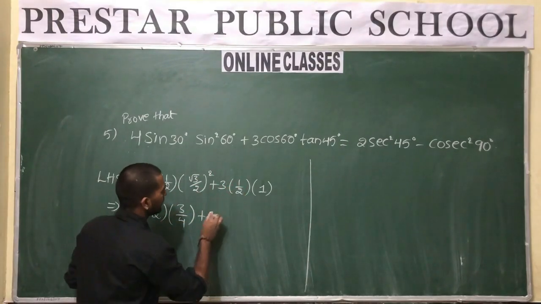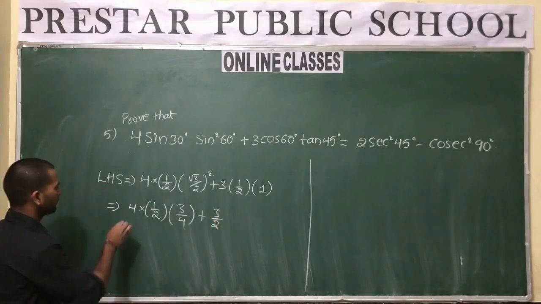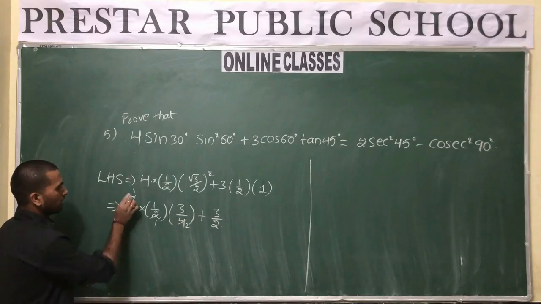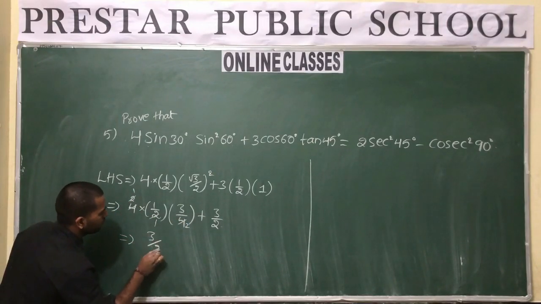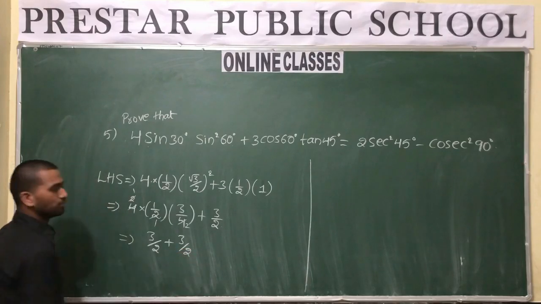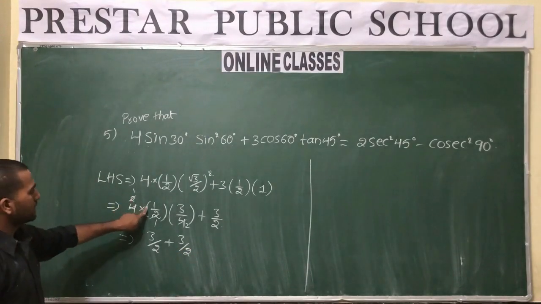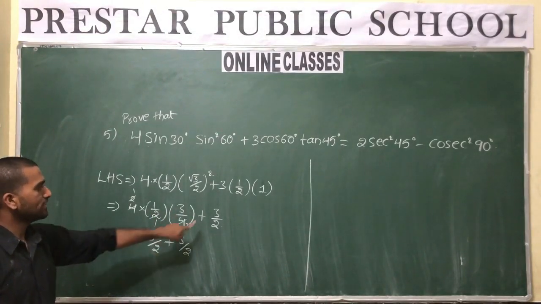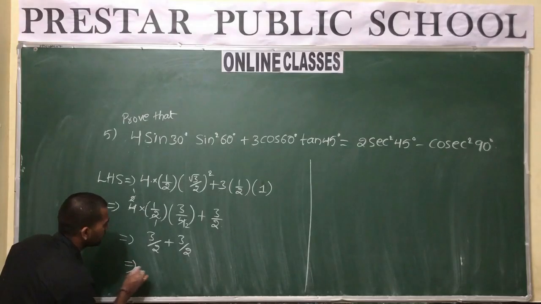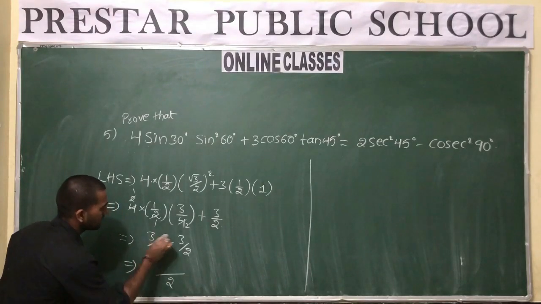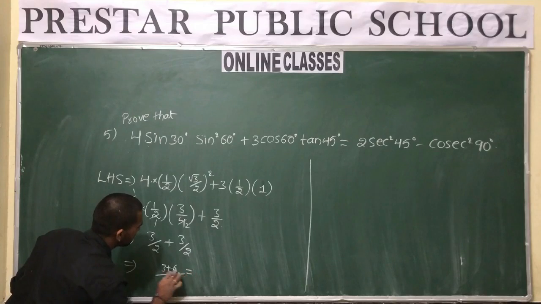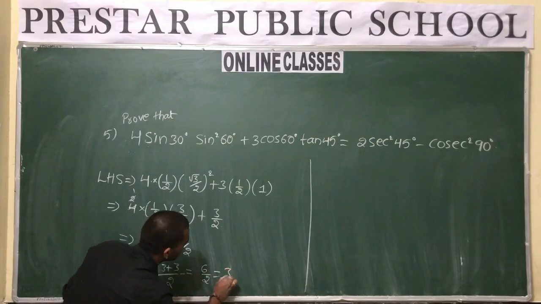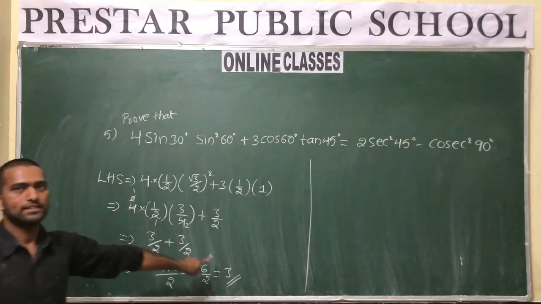Next, 3 into 1 upon 2 means it is 3 upon 2. 2 ones are 2, 2 twos are 4. Now we remain here with 3 upon 2 plus 3 upon 2. See, 1 into 3 is 3 and here 2 into 1. So 3 upon 2 plus 3 upon 2: 2 is as it is, 3 plus 3 is 6 upon 2. 6 upon 2 means 3. So what is the value of LHS? LHS is 3.